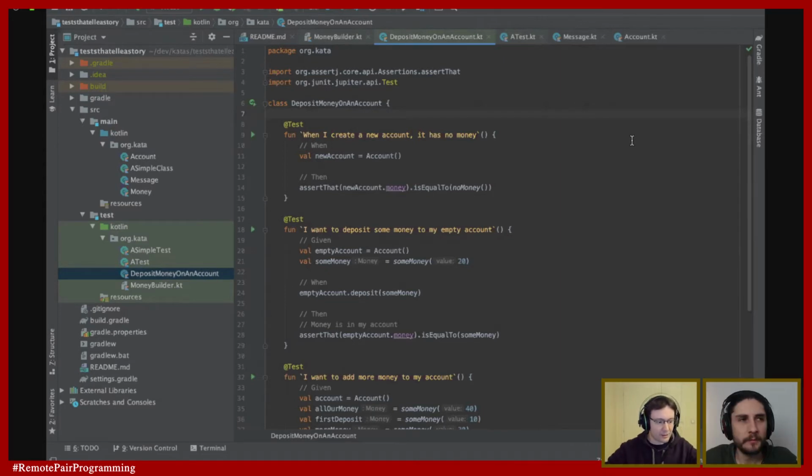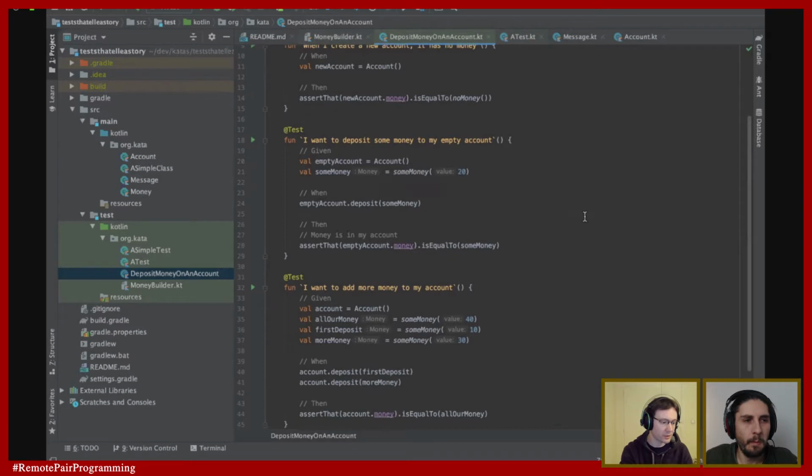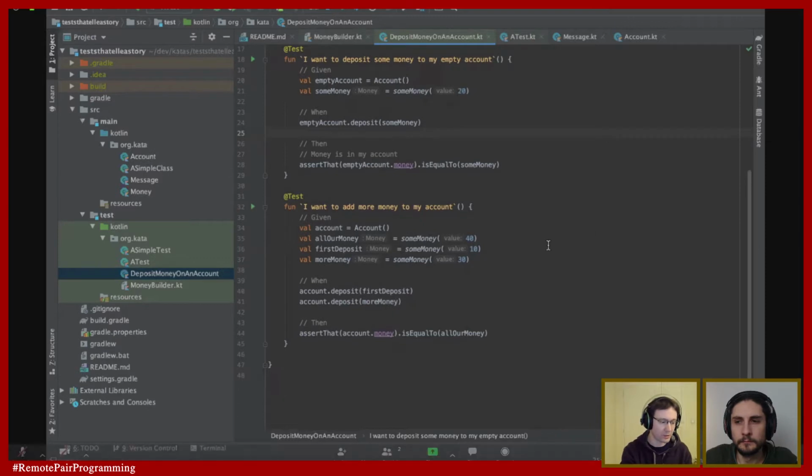Hi. So we implemented several features. We first implemented a few tests around how we want to deposit money on an account. So we had a very simple test around how when we create an account, it has no money. Then we experimented on how things would happen when we would deposit some money on an empty account, and then what would happen if we added more money on this account.